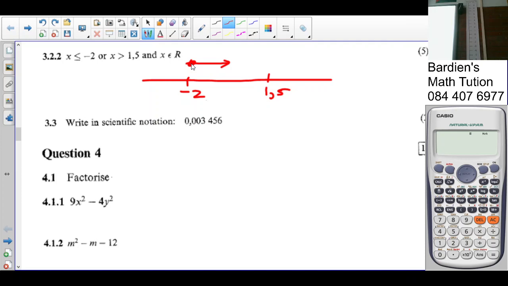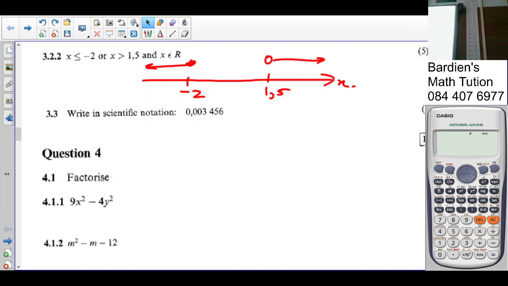So, is this correct? Of course not. Okay, so we're saying that X is less than negative 2. At 1.5, would it have an open or closed circle? Open. So we say X must be more than, so it's in that direction. Okay? And this is your X bar here, of course.